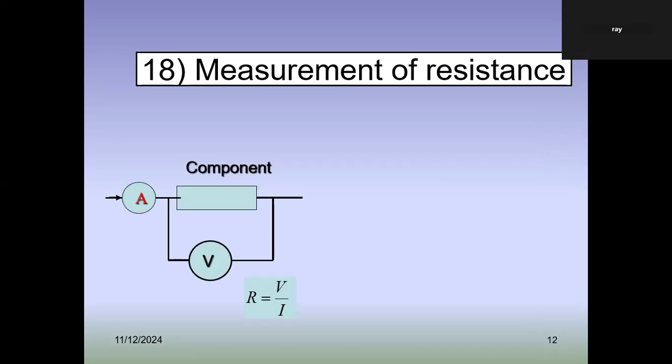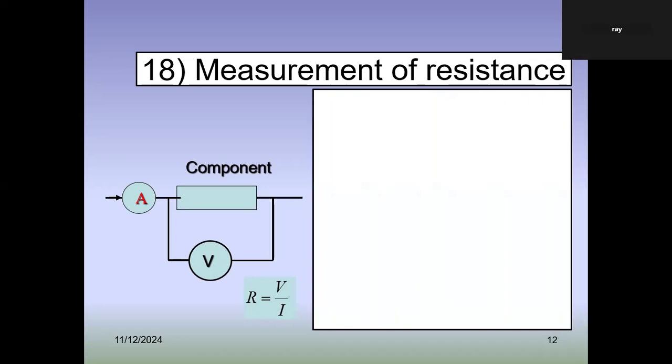Measurement of resistance, that's the circuit. The component can be a lamp, can be a piece of wire that you are interested in. So that's your current flowing through the component, and then your voltmeter is across the component.